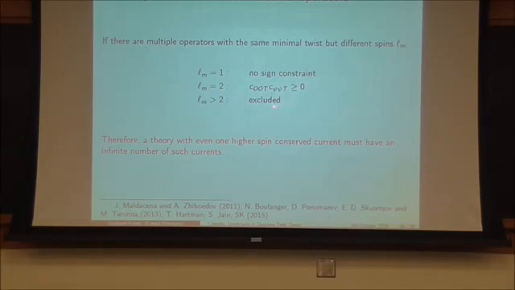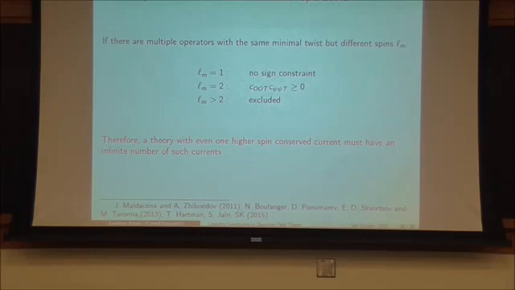And that was actually initially shown by Maldacena and Zhiboedov in 3 dimensions and in 4 dimensions by these other people. But for us, it actually just comes from our construction. Therefore, a theory with even one higher spin conserved current must have an infinite number of such currents with fixed coefficients.